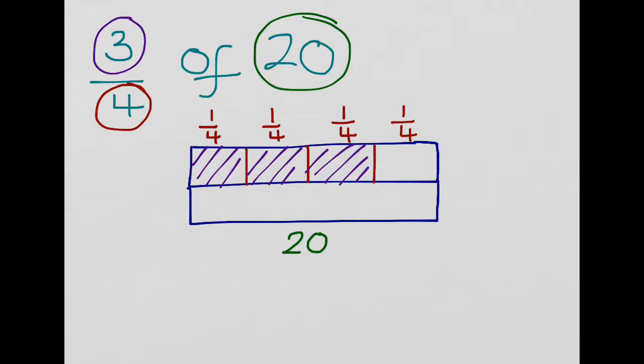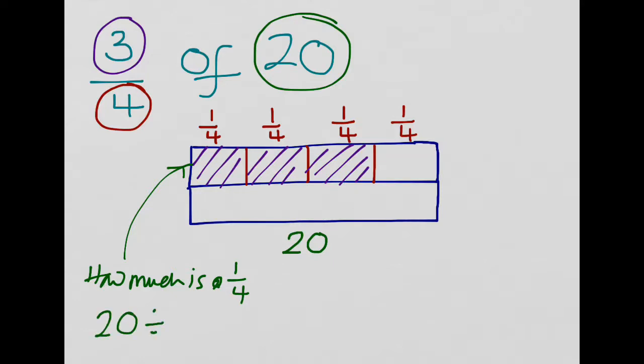Now, to start with, I still need to work out how much one of these little blocks within my bar is worth. So how do I work out how much is in there? So I'm going to draw an arrow. How much is 1/4? So how much is 1/4? Well, 1/4, I can work that out. That's 20 divided by 4, which is 5.